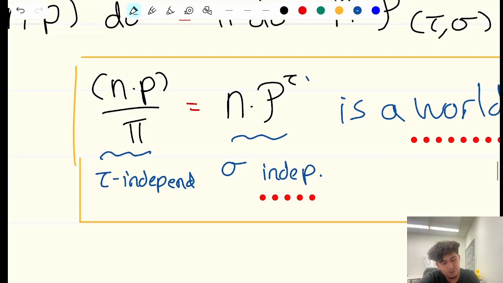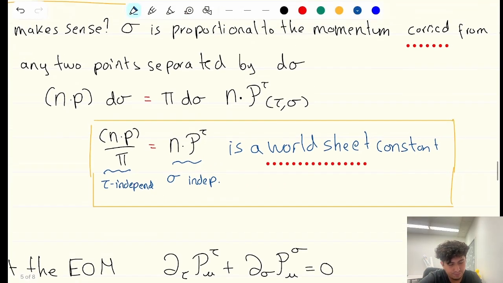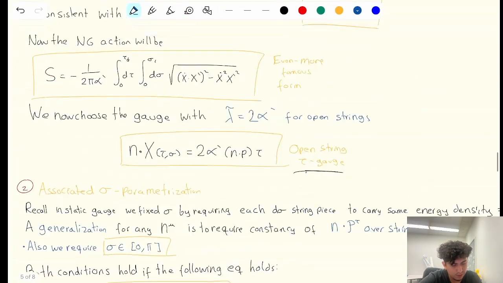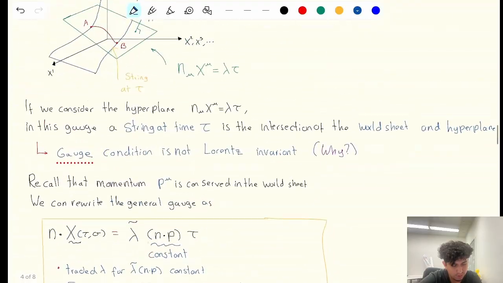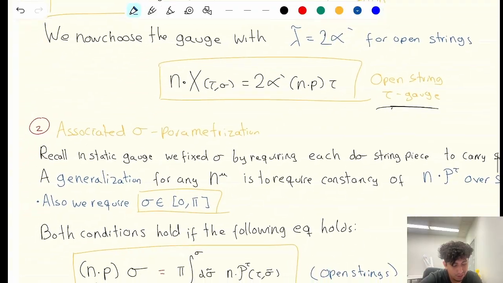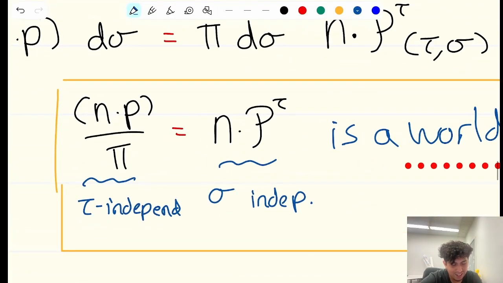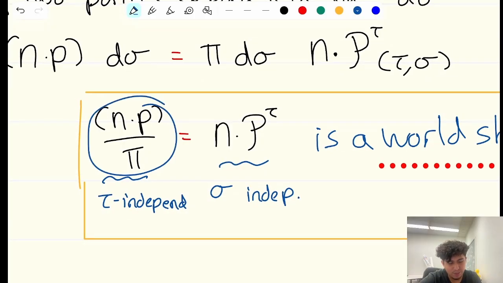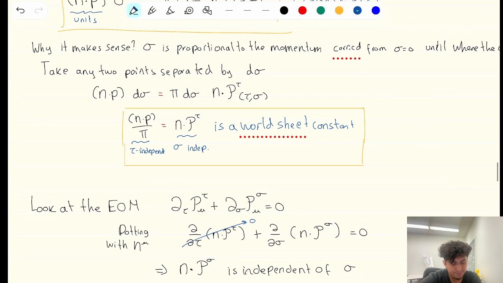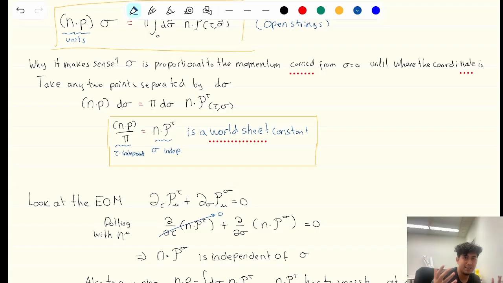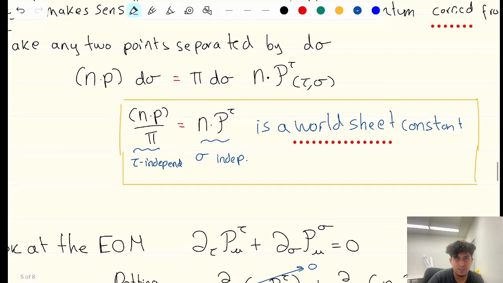Why? Because we know this one was already sigma independent. We had shown this a while ago, I don't remember where, but we had shown that. And also we had shown that this one is tau independent during the last lecture. So cool, we can combine those two things, and both of these are worldsheet constants.